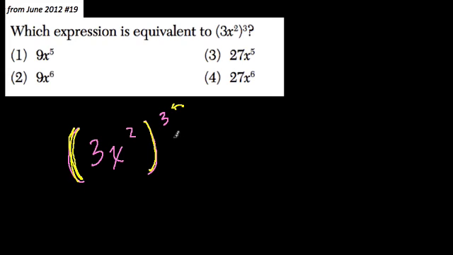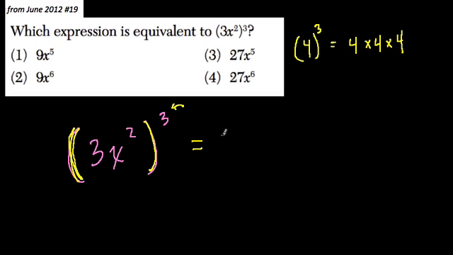Well, multiply them by themselves 3 times, right? Think of 4 to the third or something. If I put this in parentheses, it still means the same thing, but it's saying, okay, take 4 and multiply it by itself 3 times. So whatever's inside the parentheses, we're multiplying it by itself 3 times.